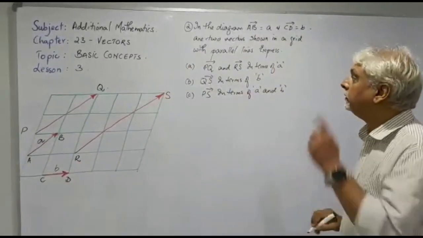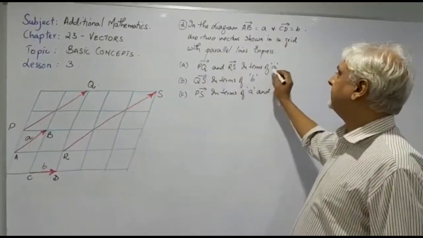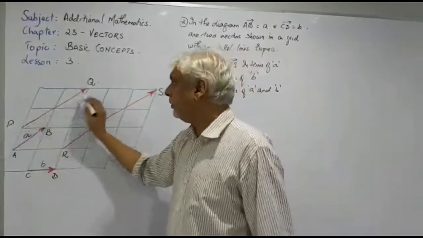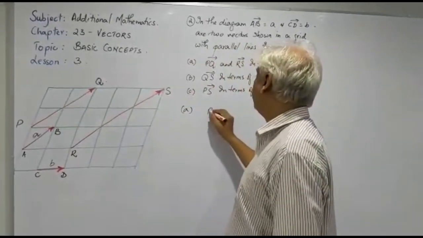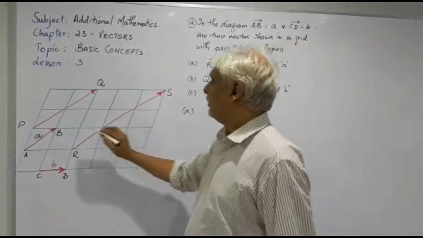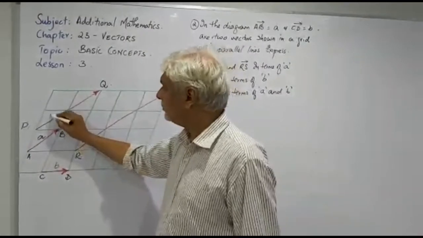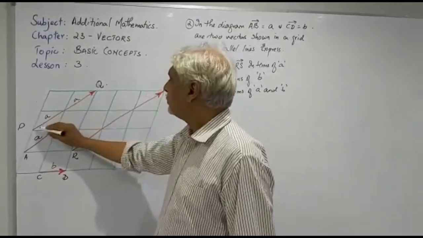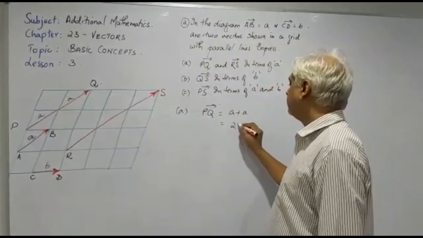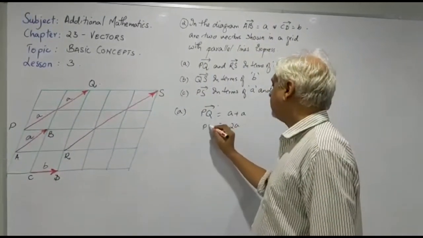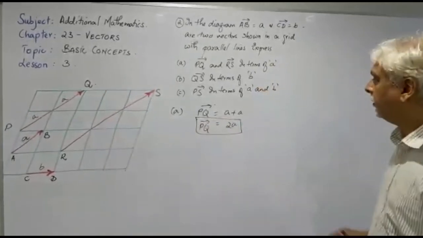So what do we do? We need to find PQ and RS in terms of A. So let's solve the first one. PQ, first PQ. PQ, as you know, the length from here to here, vector AB is equals to A. So this would be A and A. So PQ is equals to A plus A, which is equals to 2a. So there you are, we got vector PQ equals to 2a.